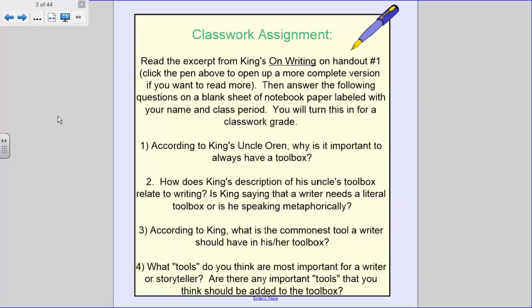Before class, I would have given the students a few key pages from Stephen King's book on writing, and at this point I would allow them to read those few pages if they hadn't already, and then write down their answers to these 4 questions right here on the back of those pages, and once they've written those down, I would allow them to discuss.